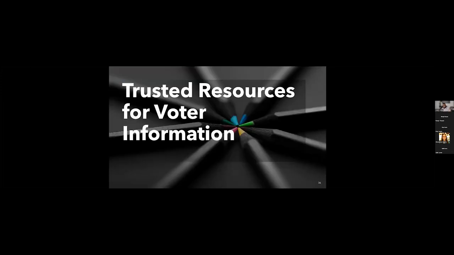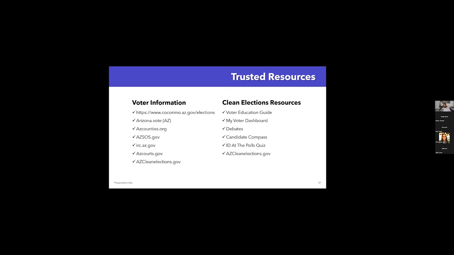So now let's go to trusted resources for voter information. It's an important part, so you can't just trust any old information out there. So there's places that we can go. I have some listed out for us here. For voter information, since you are in Coconino County, you will want to go to coconino.az.gov/elections. Contact your Coconino County Elections Department or County Recorder if you have any questions in regards to elections.